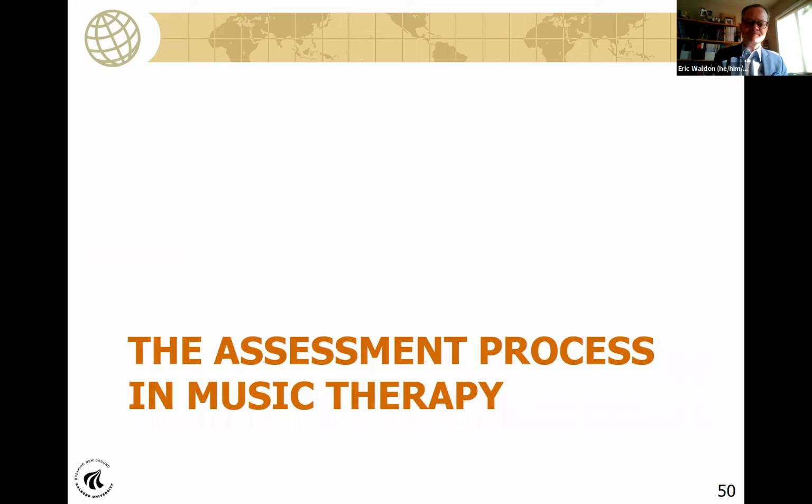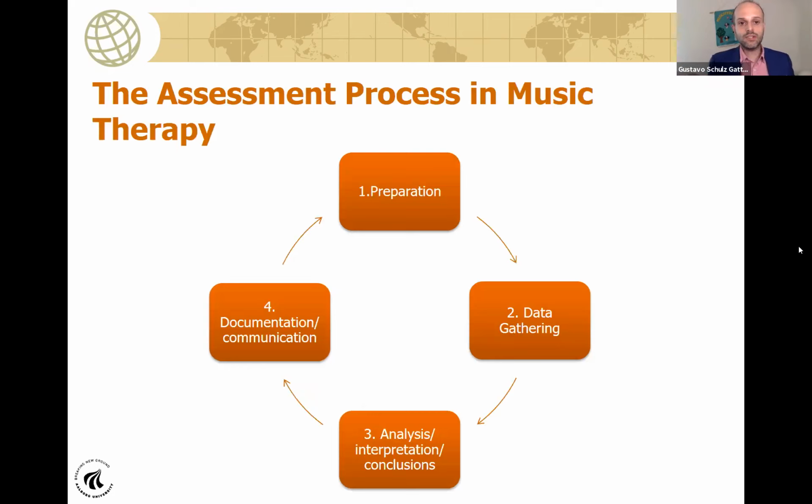Gustavo. Yes, thank you. Now I would like to present some considerations about the assessment process, the different stages that we have in the music therapy assessment process. All different stages that we have could be done in each of these different music therapy assessment stages that Eric presented before. So we have in this picture the four main assessment stages. So the stages that we have different tasks when we are assessing a client in music therapy?